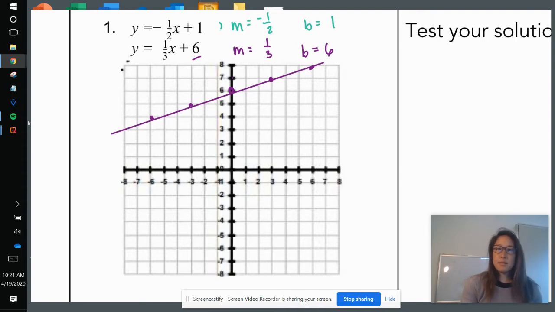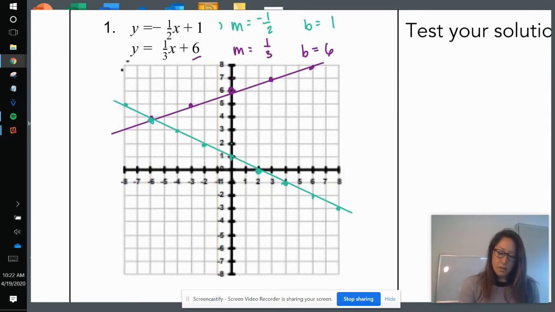Okay. Next up, the top line, I'm going to graph my b value of 1, and then I'm going to go down 1 to the right 2. Because it's negative, we want to make sure our line is negative sloping. Down 1 to the right 2, or up 1 to the left 2. And I can see where this intersects, but I'm going to go ahead and draw in my line.